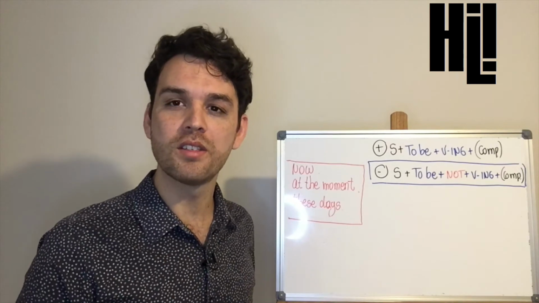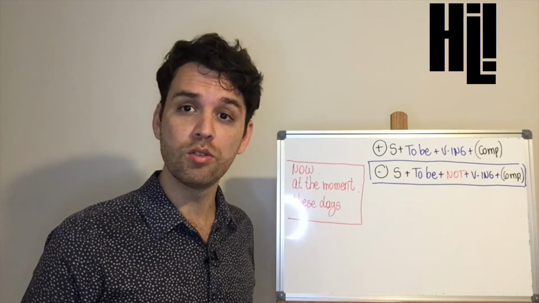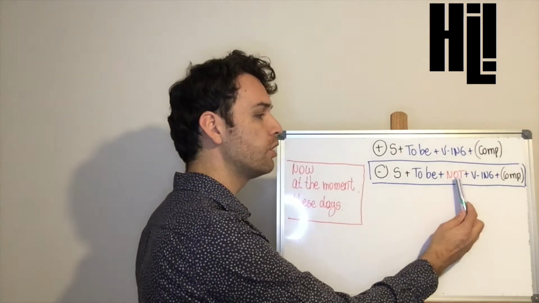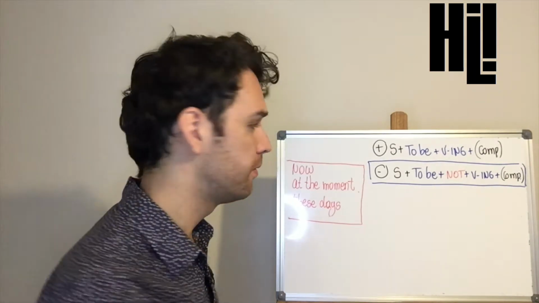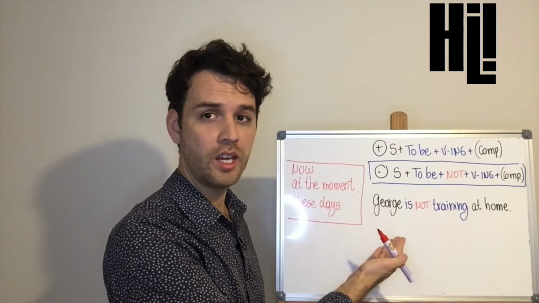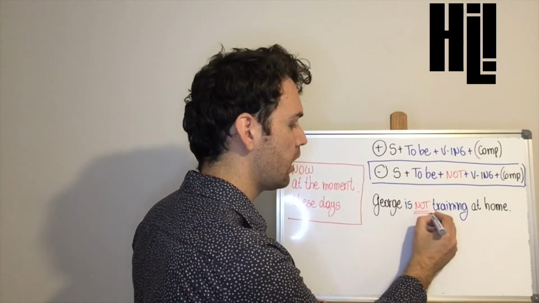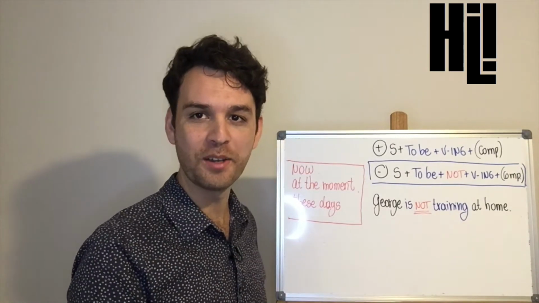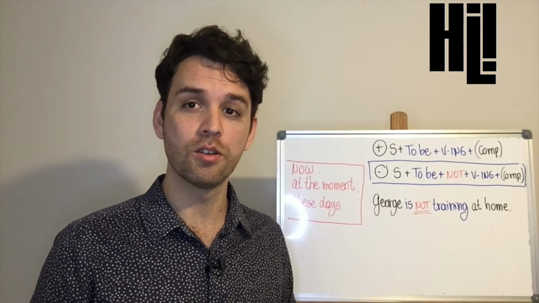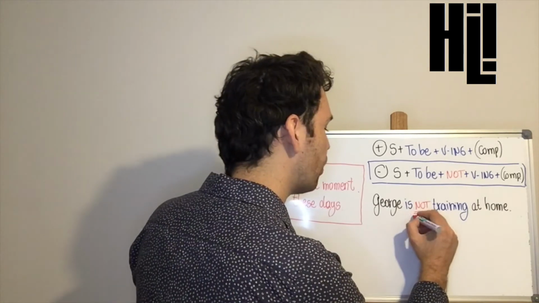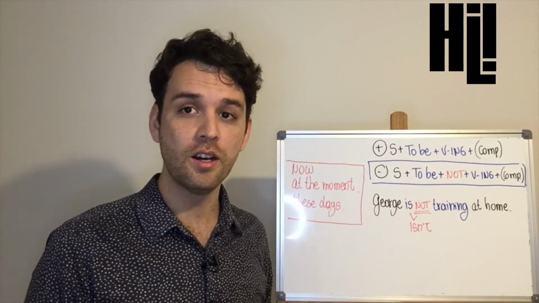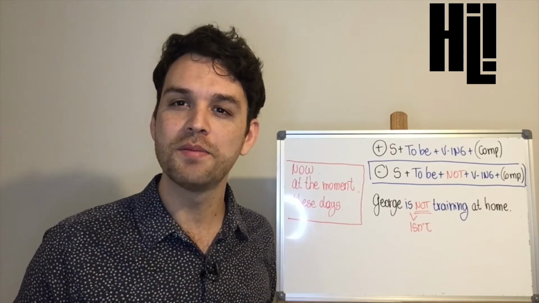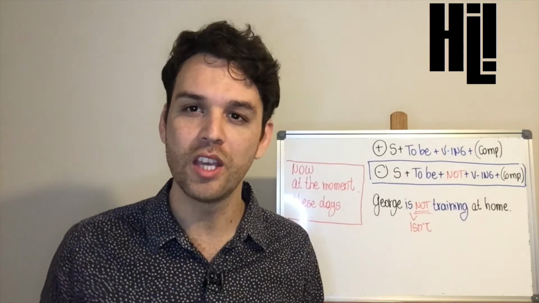This is pretty much the same. The only thing we are going to change is that now we are going to add not after the verb to be. That is how we have George is not training at home. We can also have a contraction. We could say George isn't training at home. In the cases of the negative sentences, there are not many changes we have to do.